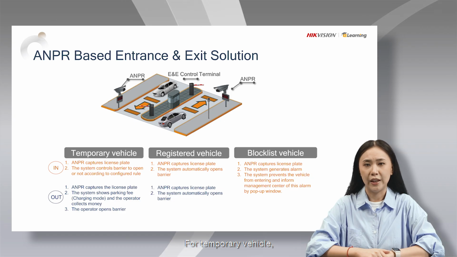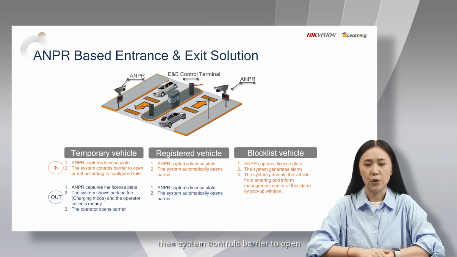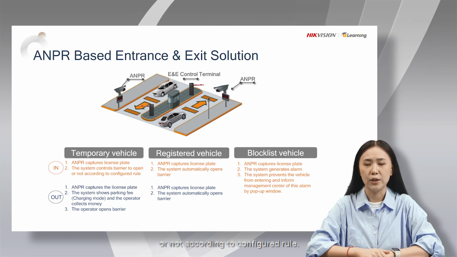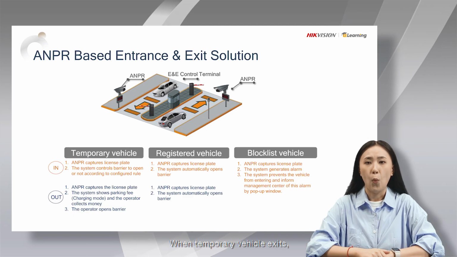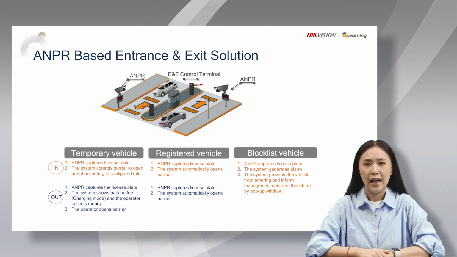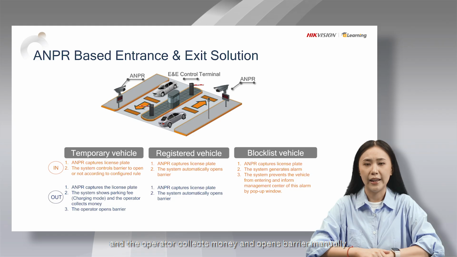For temporary vehicle, when temporary vehicle enters, ANPR captures license plate, then system controls barrier to open or not according to configured rule. When temporary vehicle exits, ANPR captures the license plate, then system shows parking fee and the operator collects the money and opens barrier manually.